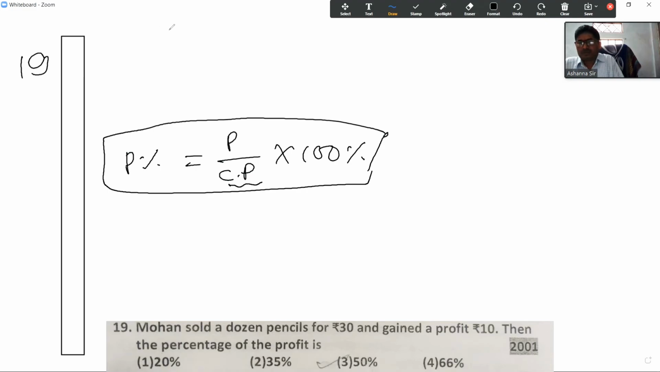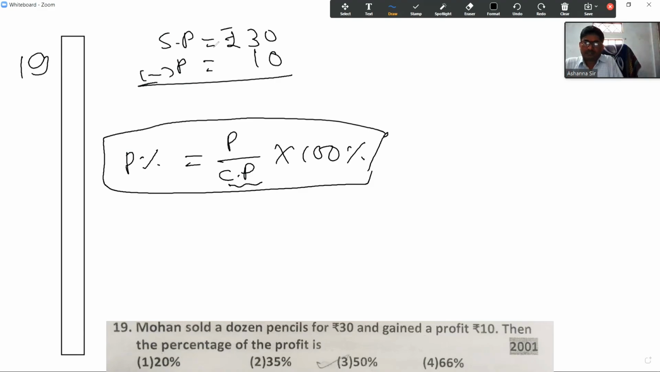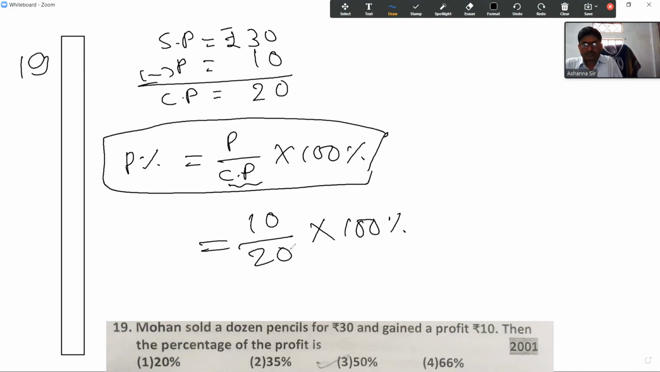So from the given values, selling price is rupees 30, and profit we have 10 rupees. By subtracting this profit from selling price, we get cost price. So cost price is 30 minus 10, 20 rupees. So profit percent is equal to profit 10 rupees, cost price 20, into 100 percent.